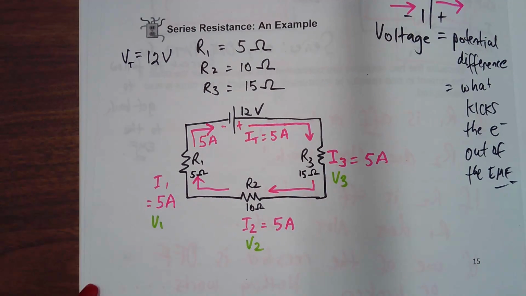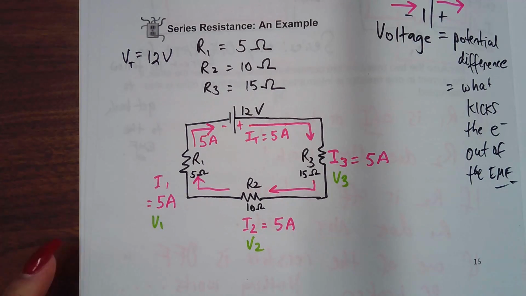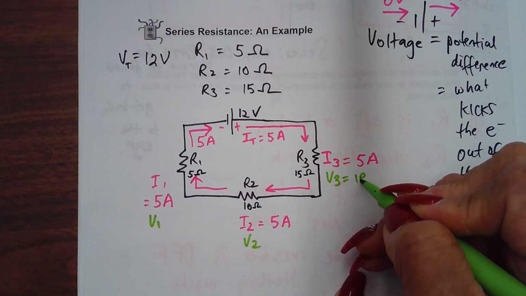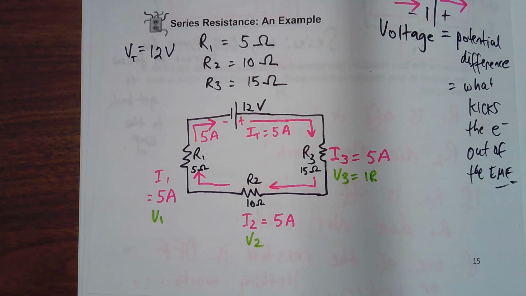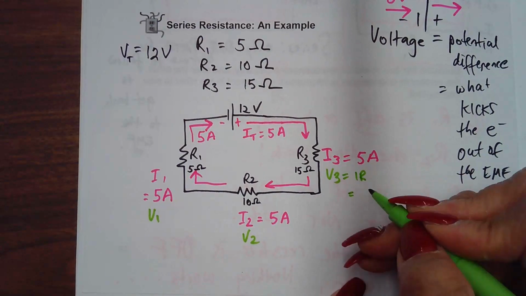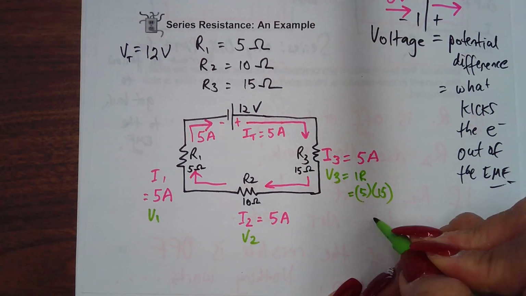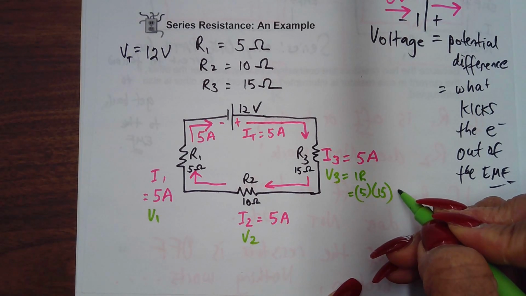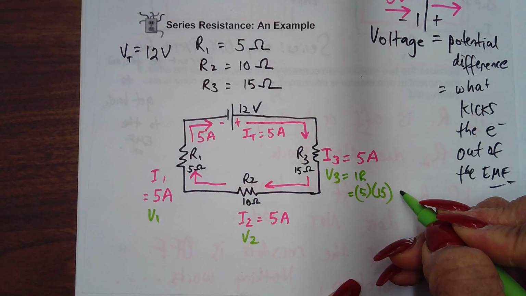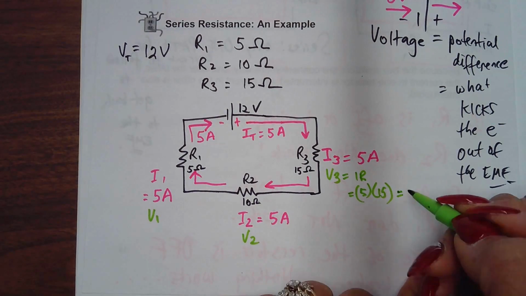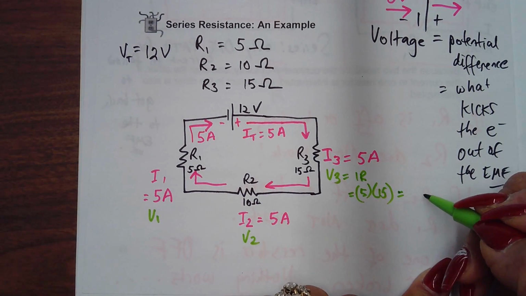Okay? So how do we now know? They're going to split unevenly, right? So we can actually now use V equals IR. Ohm's law will come and help us out in this case. So what's I? I is 5 and R is 15. So what's that? 5 times 15 is 75.